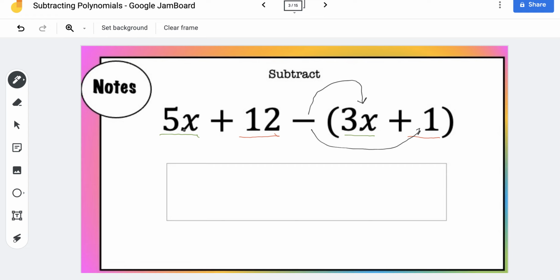Okay? So 5x minus 3x gives us 2x. And then 12 minus 1 gives us positive 11. And there you go.